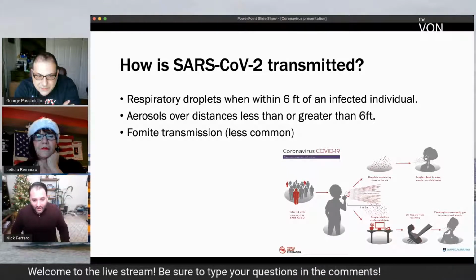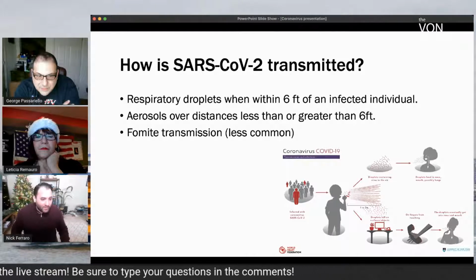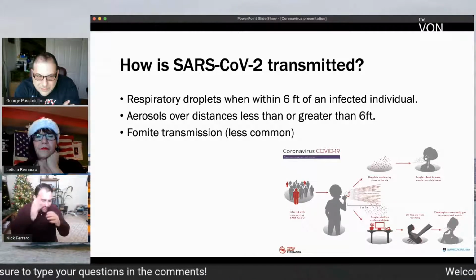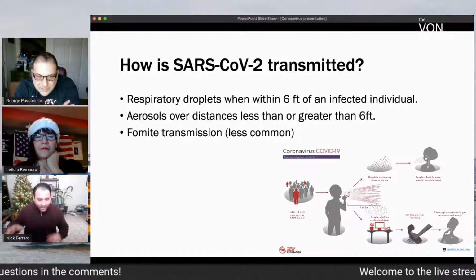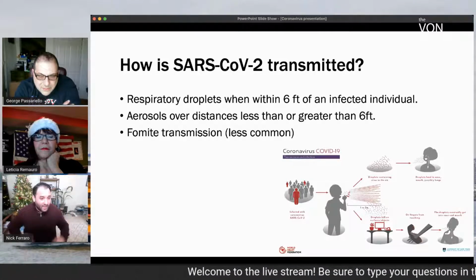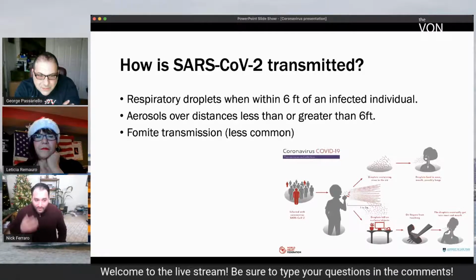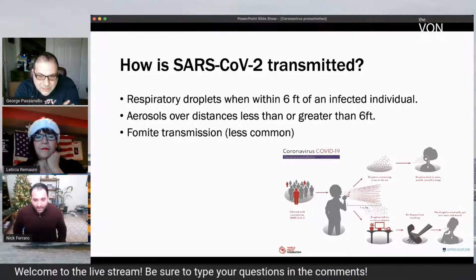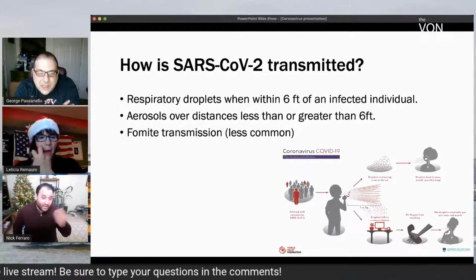You also get fomite transmission, which is less common. So I'm sick, I wipe my nose, I touch my cell phone or something someone else is going to touch. They wipe their nose or their eyes, because that's the entry for the virus: nose, mouth, and eyes. And you can get sick that way, but it is less common. That's why it's very important.